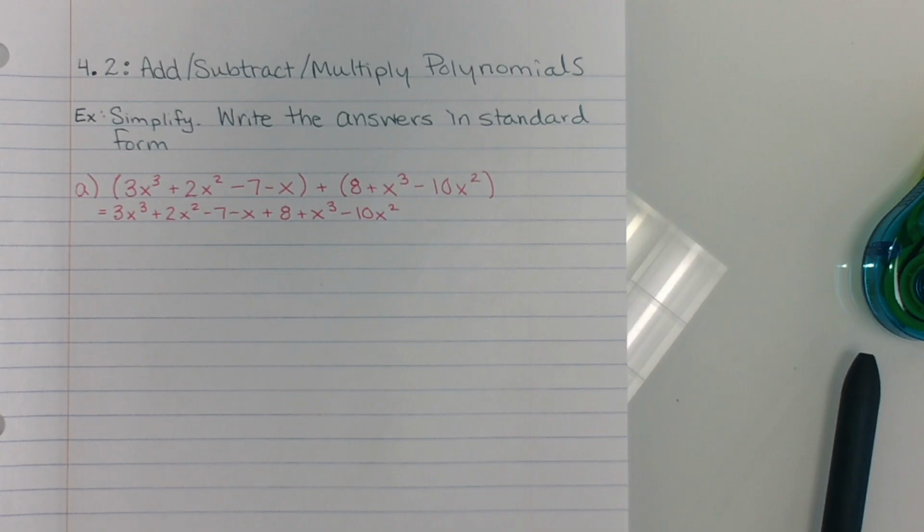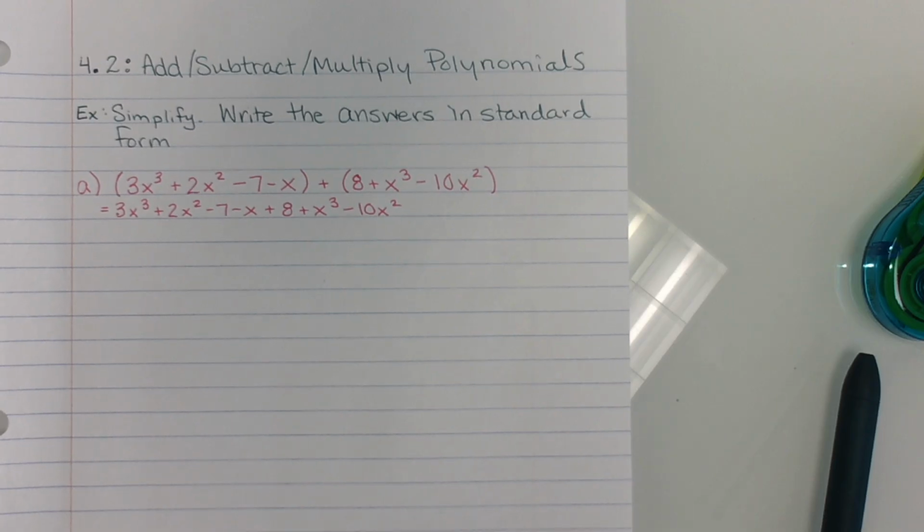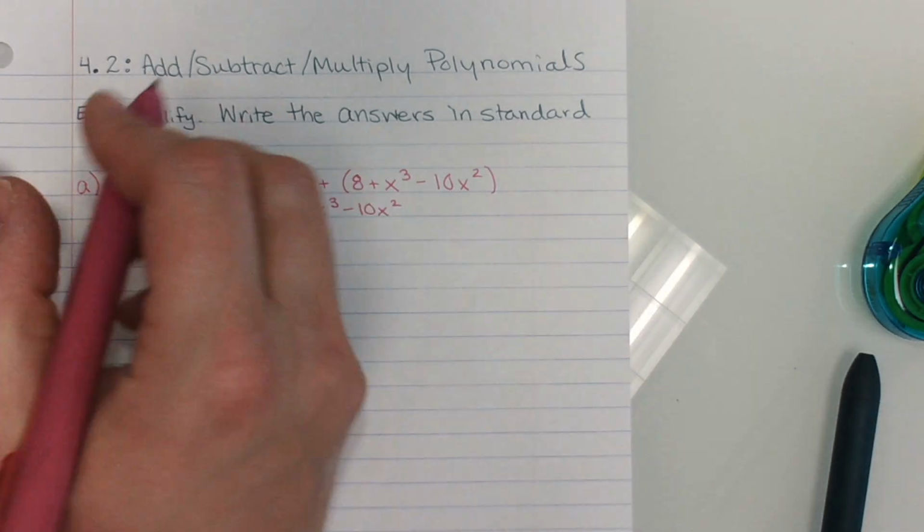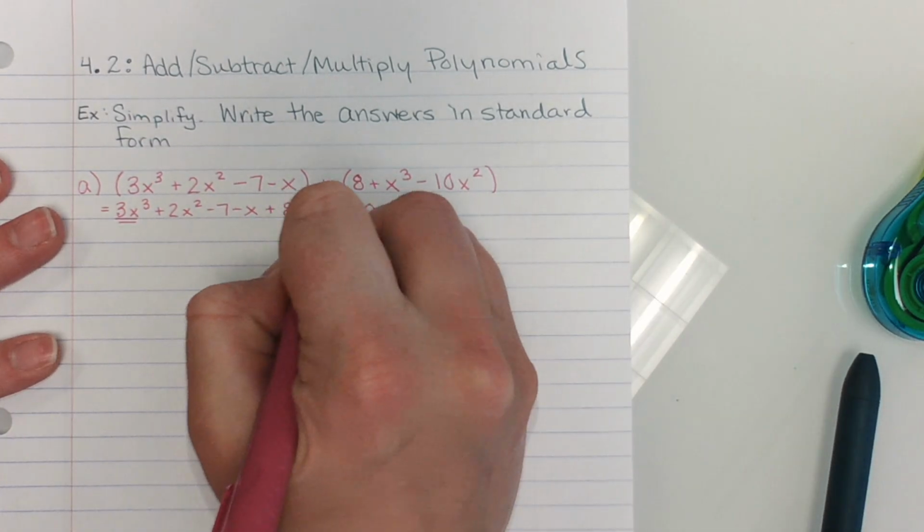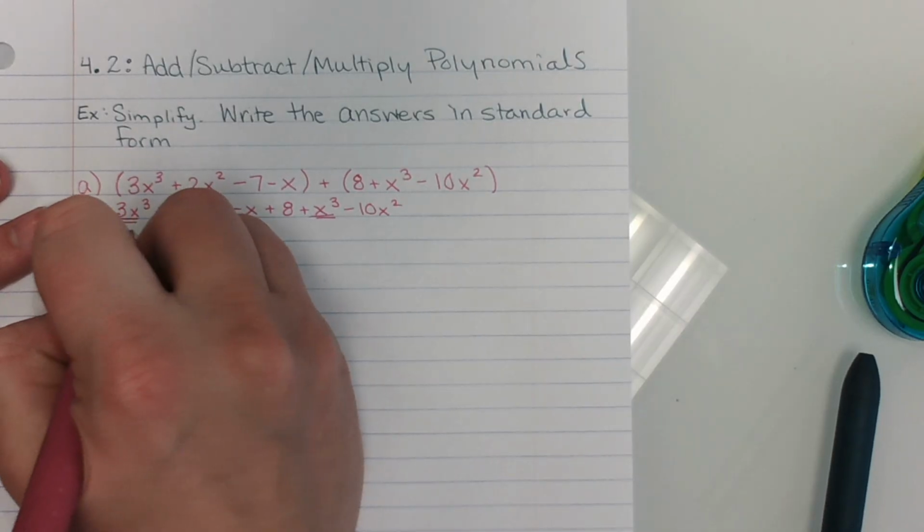Landon, what do you think you should do next? Combine like terms. In what order do you think I should do this? In standard form, which ones go first? Biggest exponents first. Is it 4x cubed?